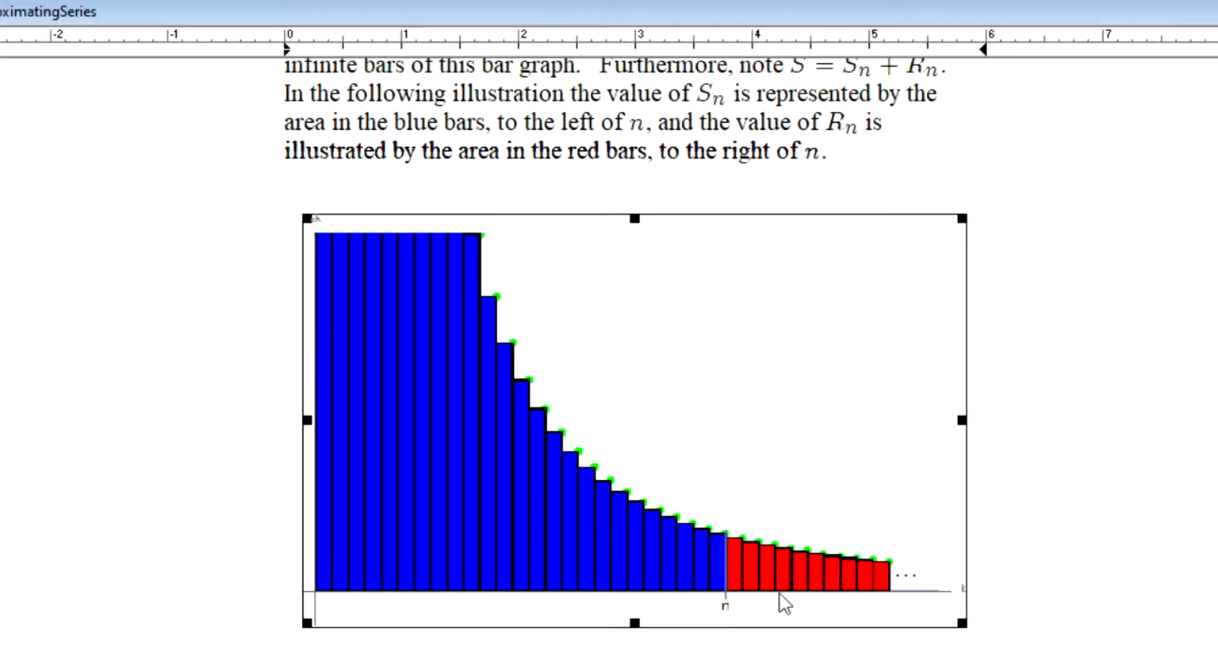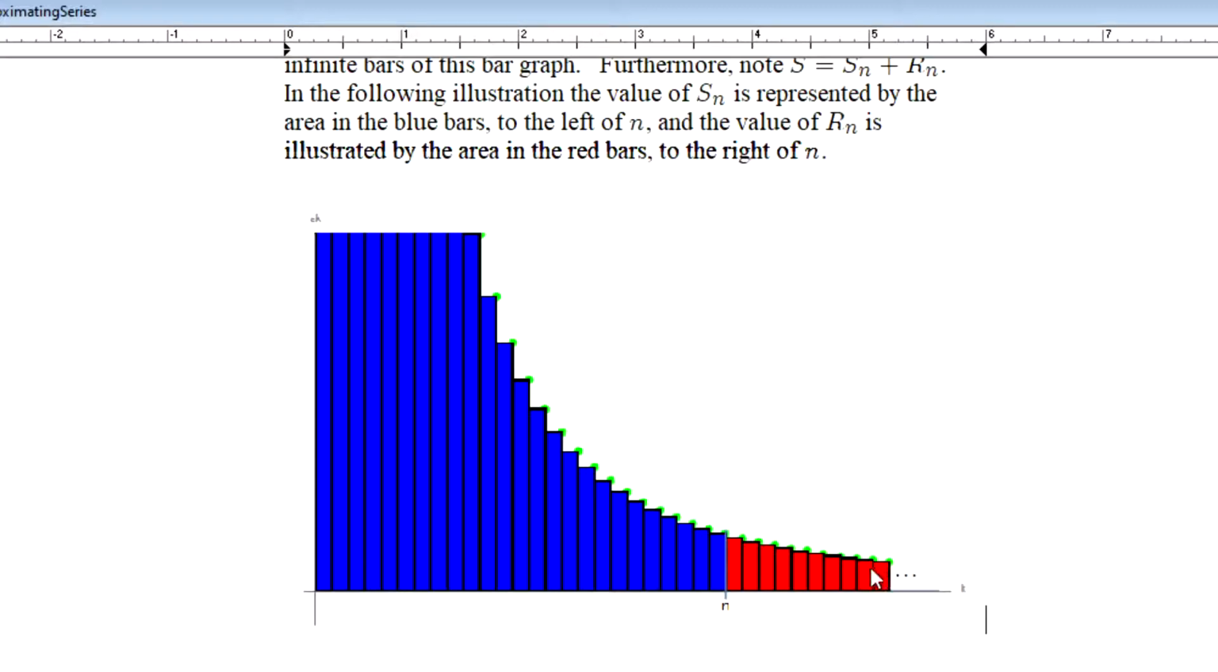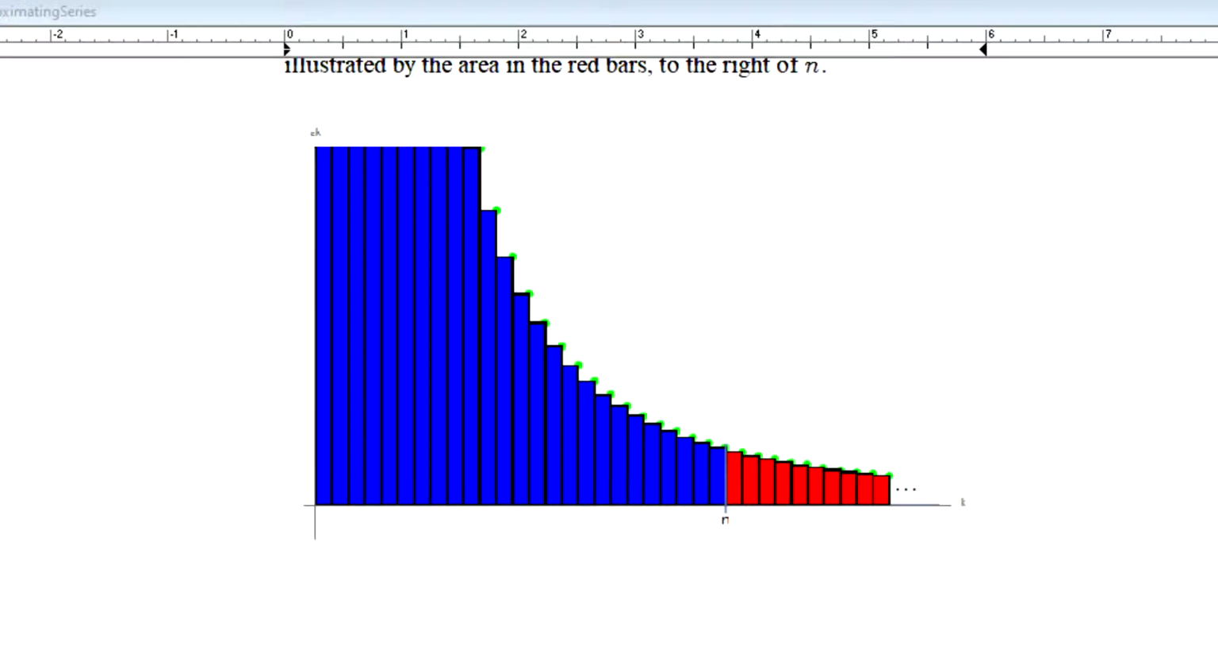From the value of n up to infinity, here, we have our values of R sub n forming the value found in these red bars. Now, I did not show all the red bars. I only think I showed the first 10 here, but there would be an infinite number of red bars that would follow, right? So in total, the blue bars' area added to the red bars' area will give the total value for that infinite series.